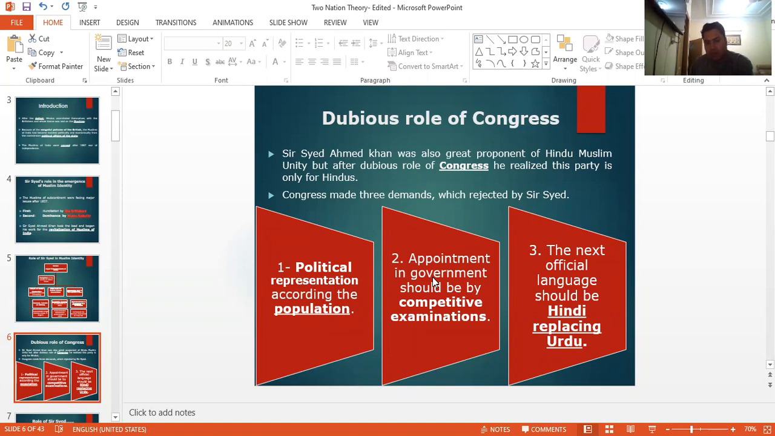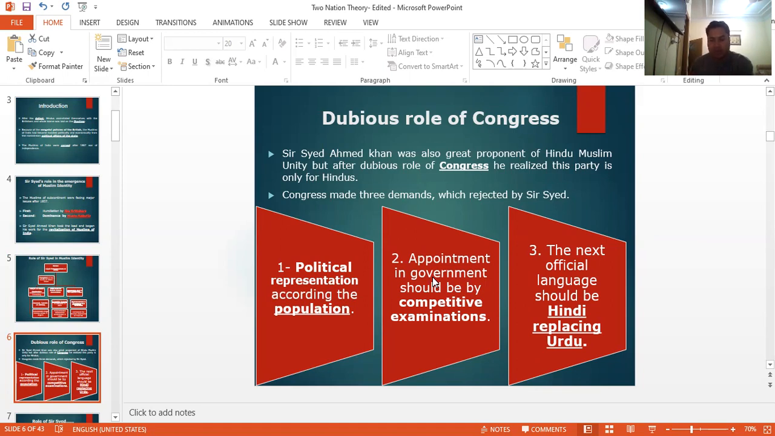Secondly, Congress also demanded that appointments in the government should be made by competitive examinations. Obviously, the Muslims were not good in modern education, especially English literature and other things. The Hindus assimilated themselves soon after the 1857 defeat, and they learned these modern subjects like physics and chemistry, and the English language particularly. But the Muslims were not that competitive in that area.